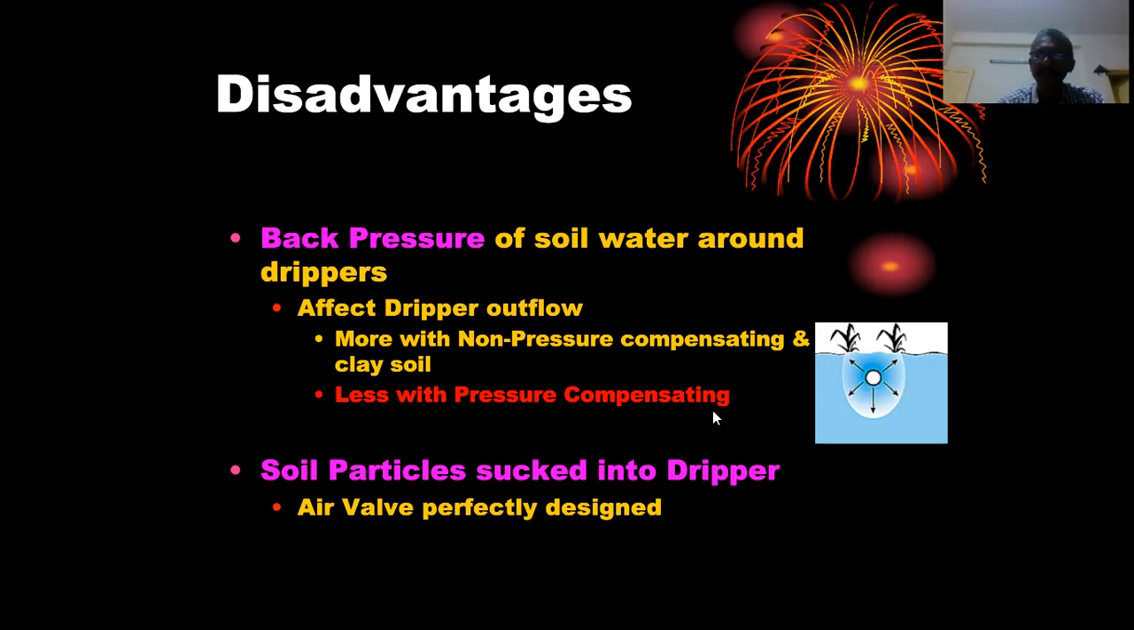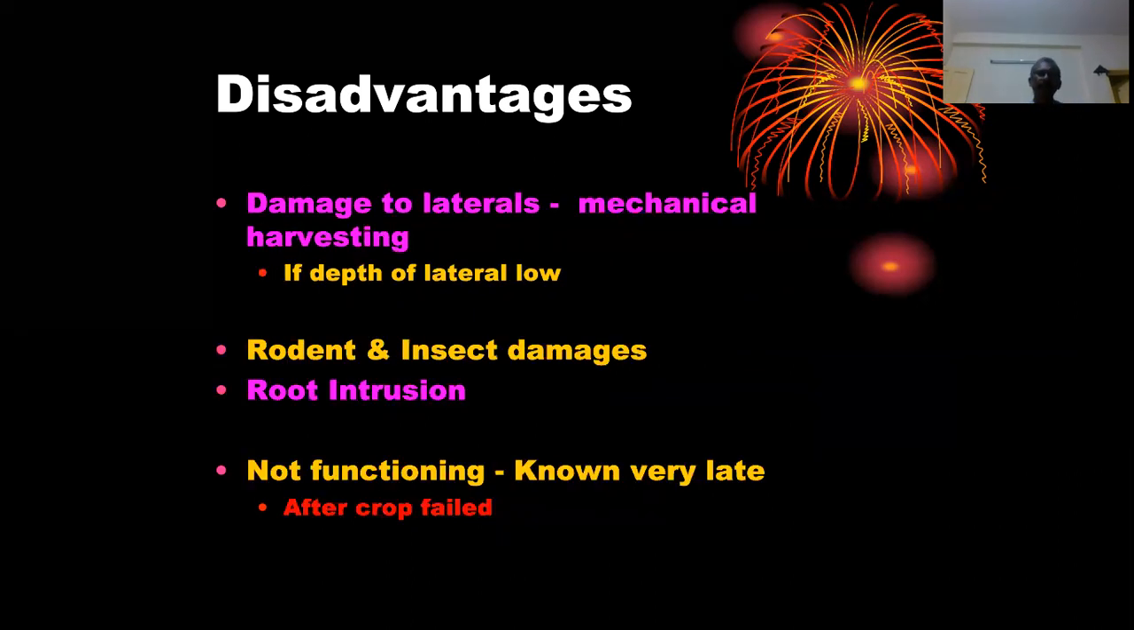And the next problem is obviously soil particles get sucked into the drippers. So if one provides good air valves, at least 1 to 4 air valves, then that problem could also be solved well. And another disadvantage is that damage to laterals during mechanical harvesting is possible. If the depth of lateral laid is low, then there is possibility of damage to laterals. And the other disadvantages include obvious disadvantages. Rodents like rats and squirrels can damage the laterals, and already we saw the root intrusion problem is there.